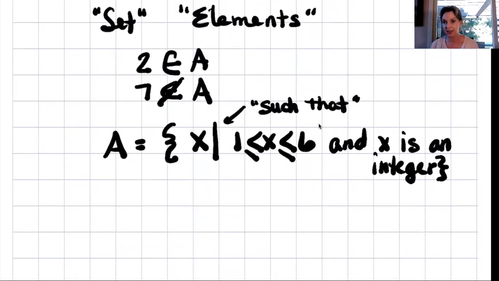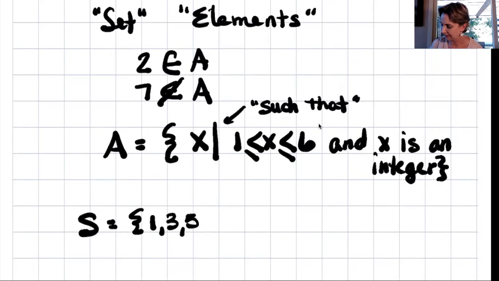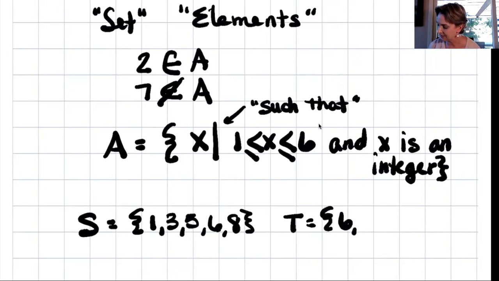Let's say I have 2 sets. I have a set S and a set T. Let's go ahead and write those down. I'm just going to make up a couple here. I have a set S, and it's 1, 3, 5, 6, and 8. And then let's say I have a set T, and it's 6, 8, 9, and 10.